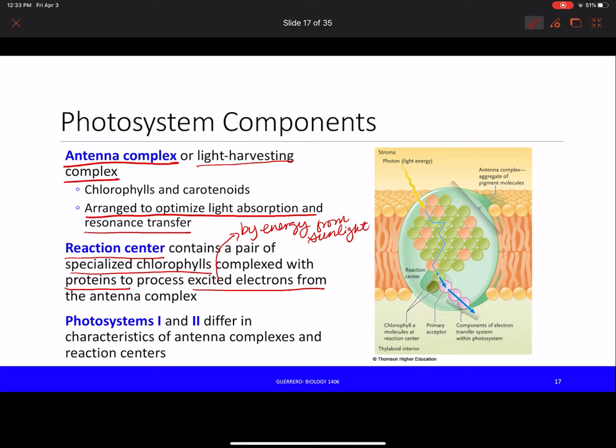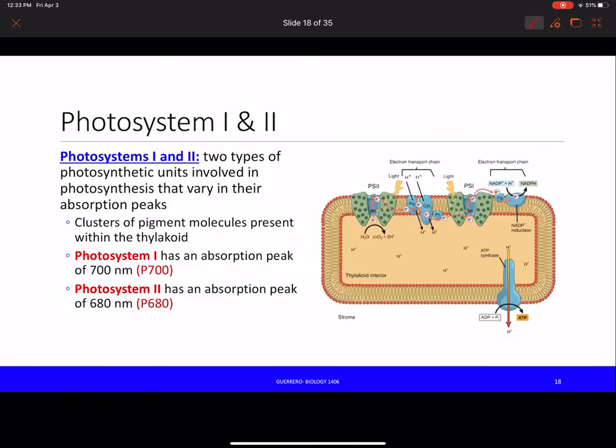Now, photosystem 1 and 2, because there are two of them, differ based on the characteristics of their antenna complexes and their reaction centers. So, in other words, the chlorophylls found in them are slightly different and they absorb in slightly different parts of the visible light spectrum. So that's why they're two different centers. Okay, so photosystem 1 and photosystem 2 are the two types of units in your thylakoid membrane. And they are directly involved in photosynthesis. This is where part 1, those light-dependent reactions, are taking place.